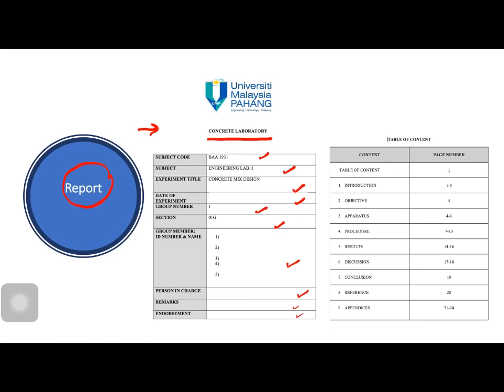At the end of the testing, you need to produce a technical report. And then this is the content. This table of contents consists of introduction, objective, apparatus, procedure, result, discussion, conclusion, and you need to include the reference and appendix about the experimental title.